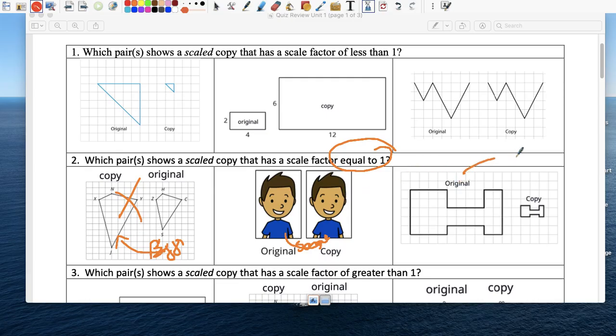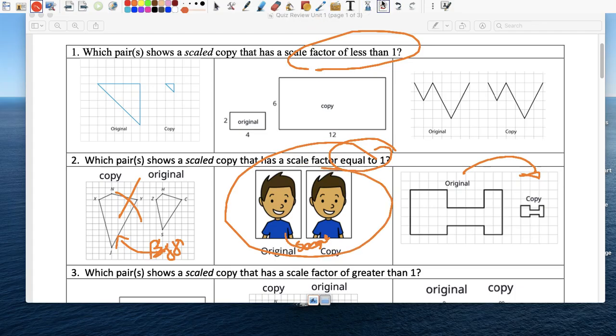And the last one, obviously, went from this, the big one, to small, so you can see that the scale factor is not 1, but it's actually the top one. It's less than 1. So when the scale factor is less than 1, it was a reduction, which is what happened over there. So the only one that mattered for this question was that.